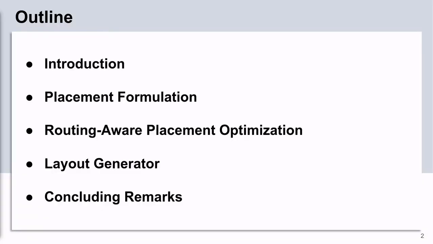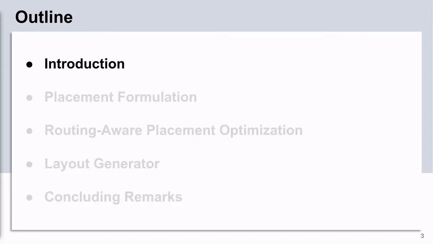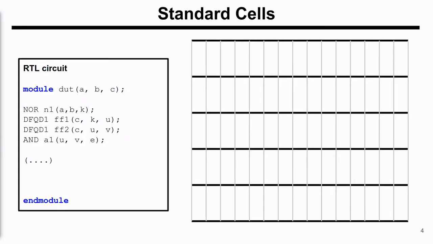For the outline of this presentation, first we'll present an introduction about the standard cells and our work. Then we will define the placement formulation of the creation of the standard cells. Optimizations will also be defined next, and then finally we'll present the layout generator with some results. We will now hop to the introduction.